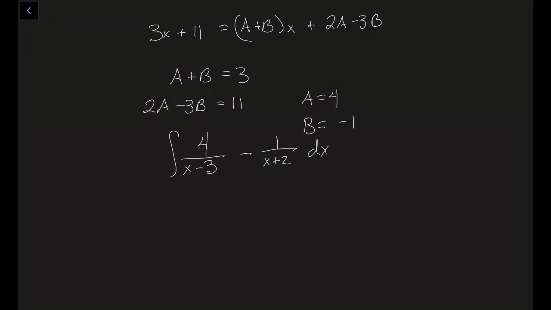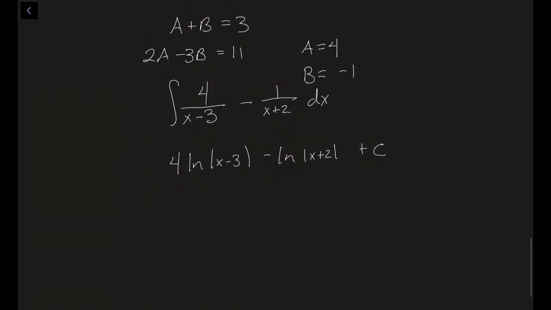And now it becomes really simple because each of these are simple log rules. So we get 4 log of x minus 3 minus the log of x plus 2, plus c. And if you're a real go-getter, we can rewrite this as the log of x minus 3 to the 4th over x plus 2. Make sure you have your absolute values.